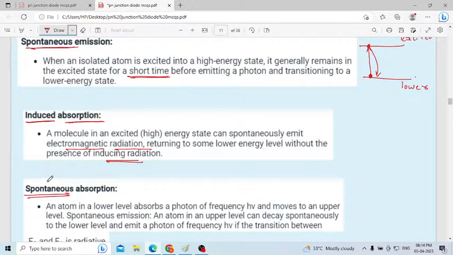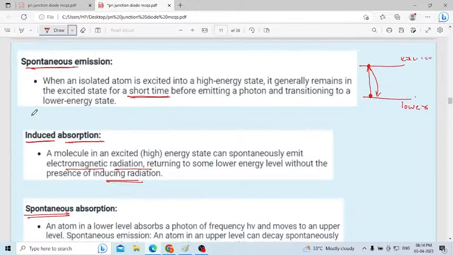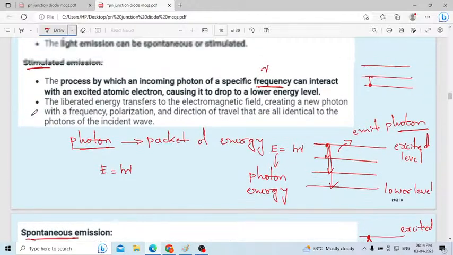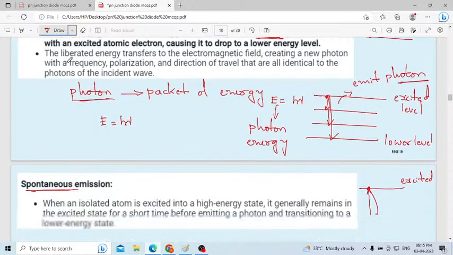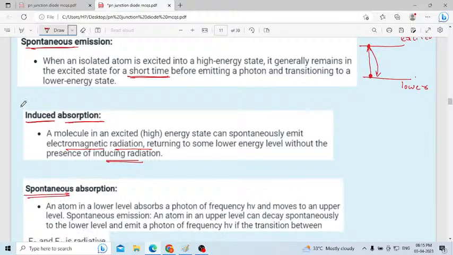They are making the movement based on their own energy. Spontaneous, we are not providing the energy. But in the case of stimulated, induced, remember the word stimulated, induced. Here we are giving the energy. We are giving the energy to the electron to move either to the higher energy level or to come back to the lower energy level. We are giving the energy.